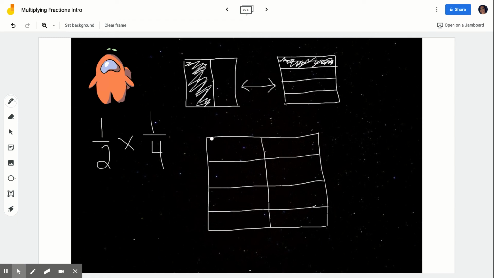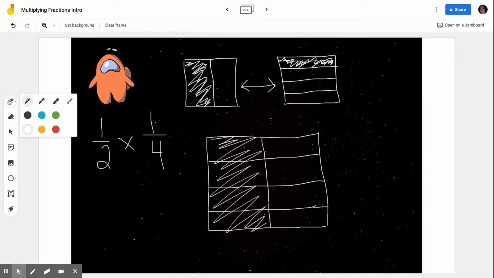So now I'm going to do the shading. I'm going to bring this shading down. So I'm going to shade 1 column. And I'm going to switch colors just so that you can see this. I'm going to switch to this turquoise color. And now I need to shade 1 whole row.